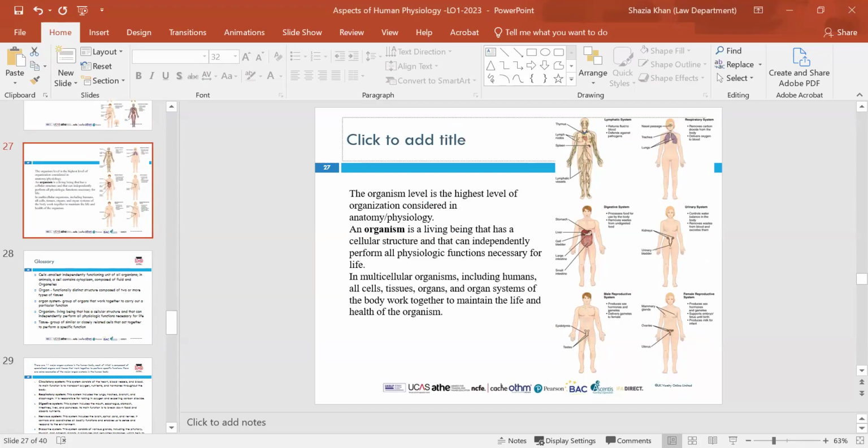The organism level. The organism level is the highest level of organization considered in anatomy and physiology. An organism is a living being that has cellular structure, and the organism level is the highest level of organization, and it can independently perform any physiological functions necessary for life.